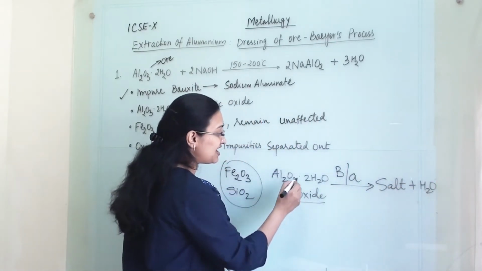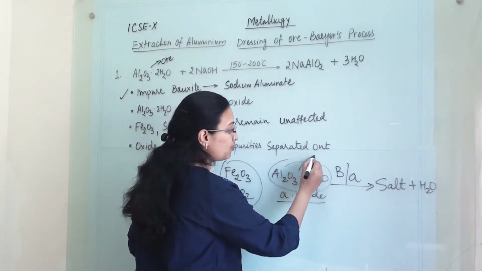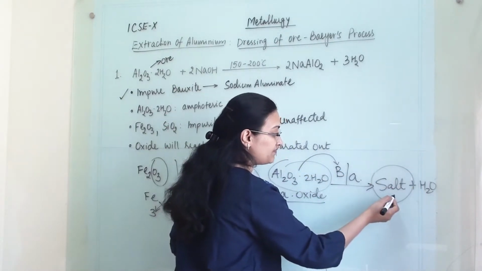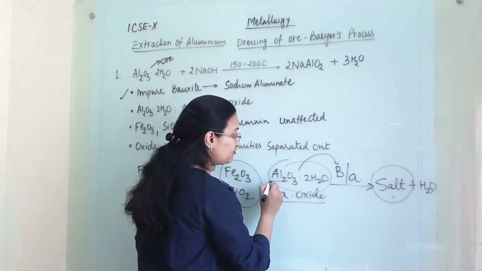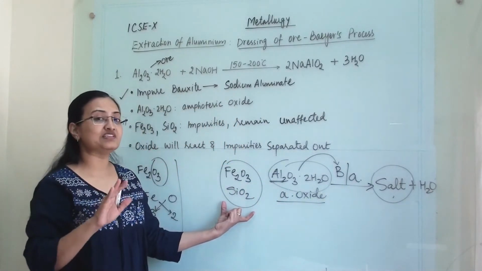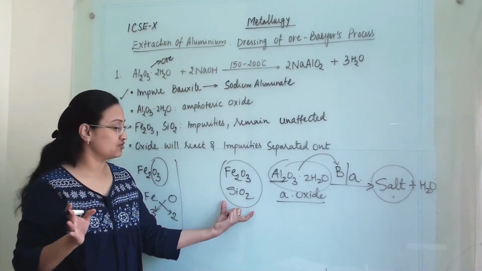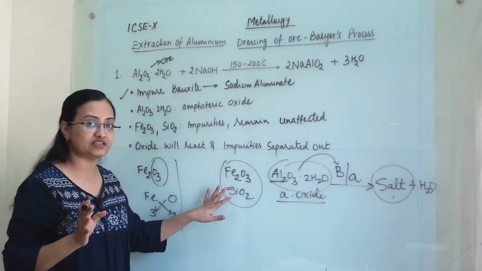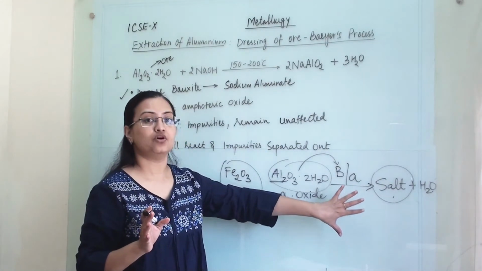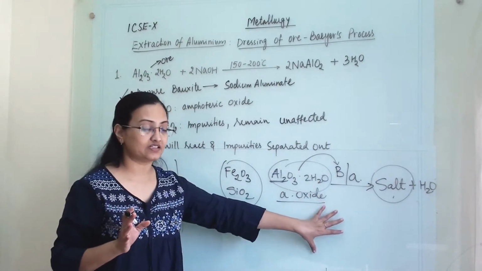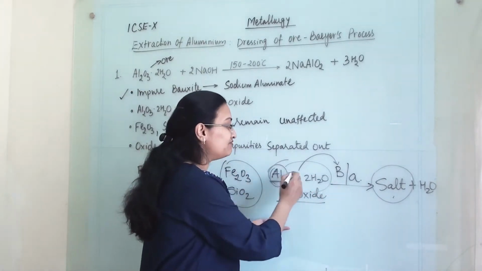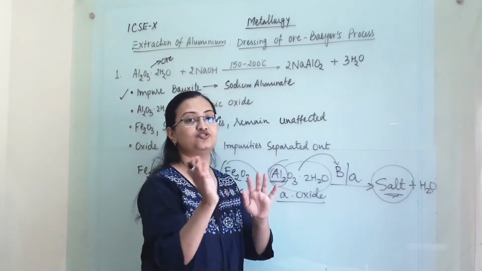So here we are going to react our ore with a base. So what will we get? We will get a salt of our aluminium. Now these two impurities are not amphoteric in nature, so they will remain as they are. They will not react with acid or alkali. So they will remain as they are, whereas our aluminium will form a salt and it will separate out.